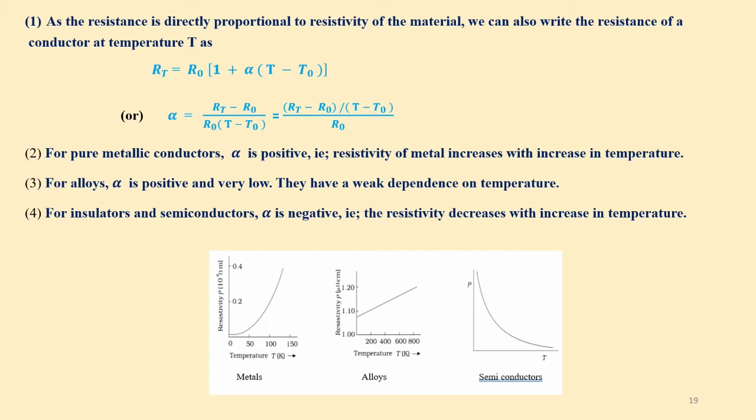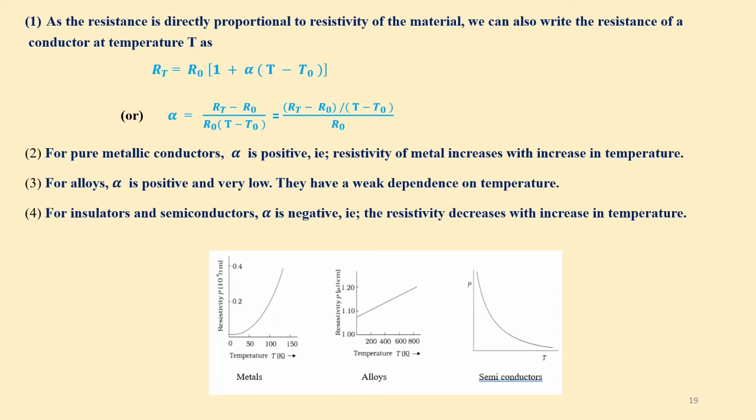Point number 2. For pure metallic conductors, the value of alpha is positive. That is, the resistivity of the metal increases with increase in temperature. Point number 3. For alloys, alpha is positive and very low. They have a weak dependence on temperature.